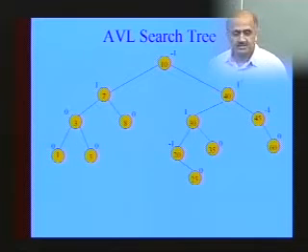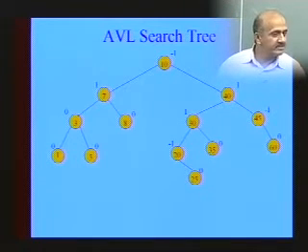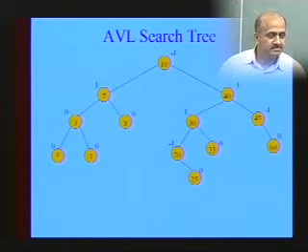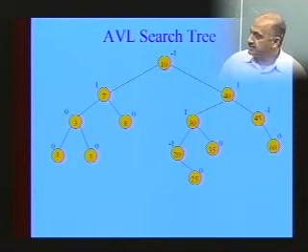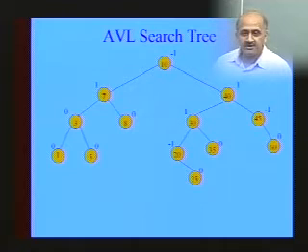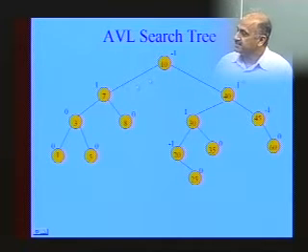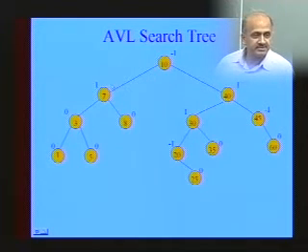An AVL search tree is simply an AVL tree with the binary search tree property added to it. So you don't have to use AVL trees only in the context of search trees, but when you do use them in the context of search trees, they're binary search trees with the property that the height difference between left and right subtrees is at most 1.